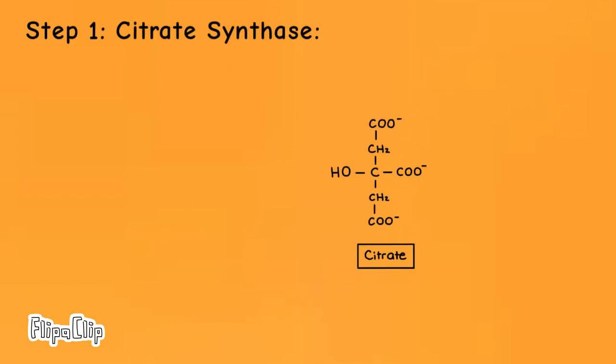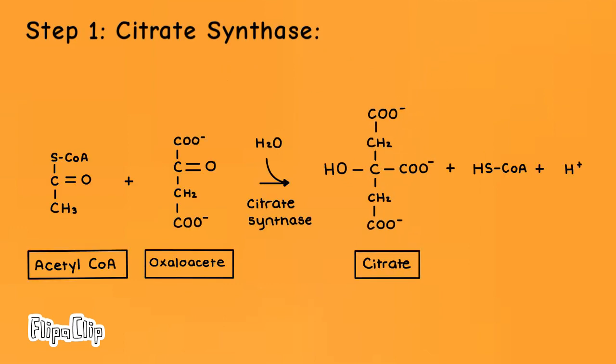The first step puts energy into the system. Acetyl-CoA is derived from the previous metabolic pathway, glycolysis, by oxidative decarboxylation of pyruvate. The enzyme citrate synthase links the oxaloacetate substrate to the acetyl-CoA's acetyl group, releasing citrate and coenzyme A.